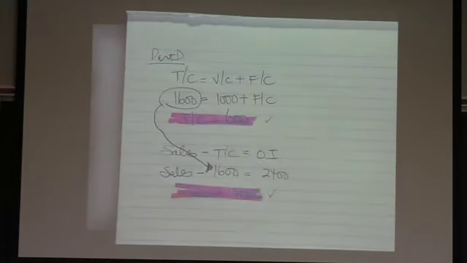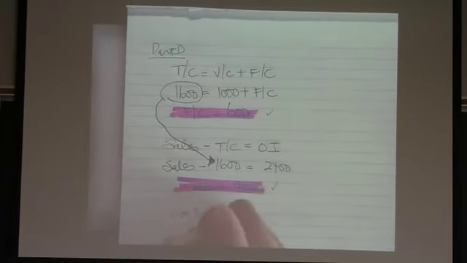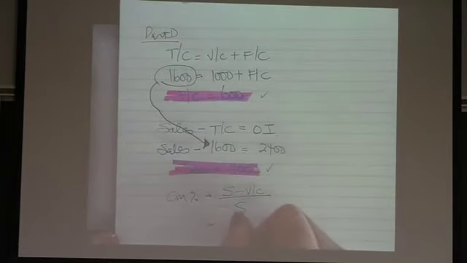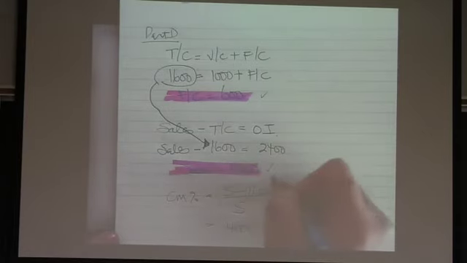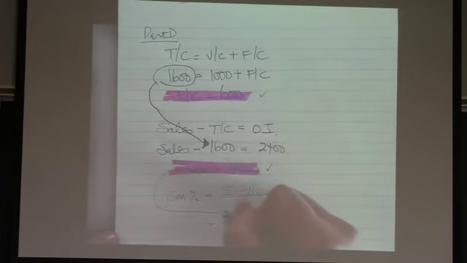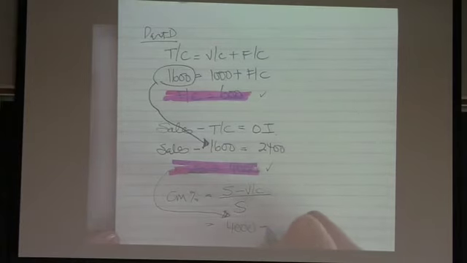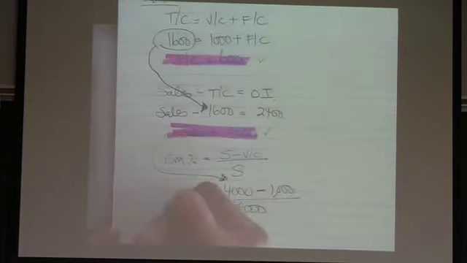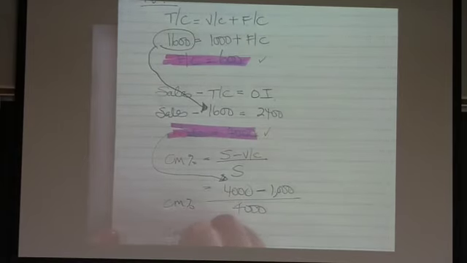Now that we've got sales and we've got variable costs, we can certainly calculate contribution margin. So contribution margin percentage equals sales minus variable cost, divided by sales. Sales is 4,000, which we just calculated, didn't we? Minus variable cost, which is 1,000, divided by sales. Contribution margin percentage is 75%. And that was one of the questions they asked us to calculate.